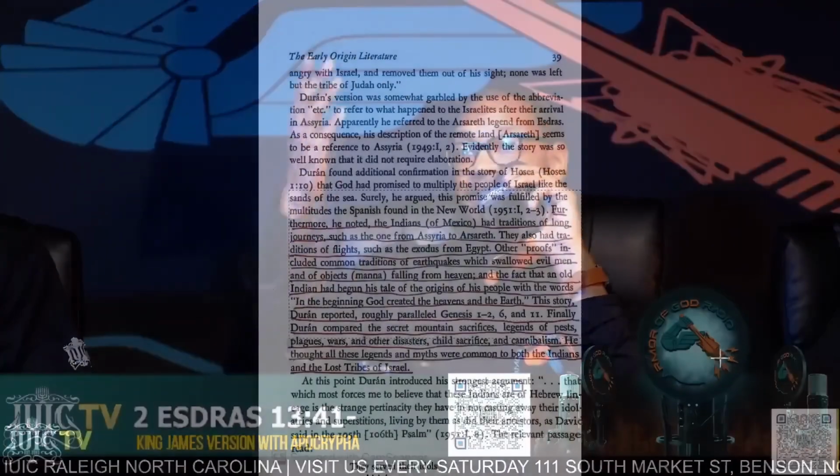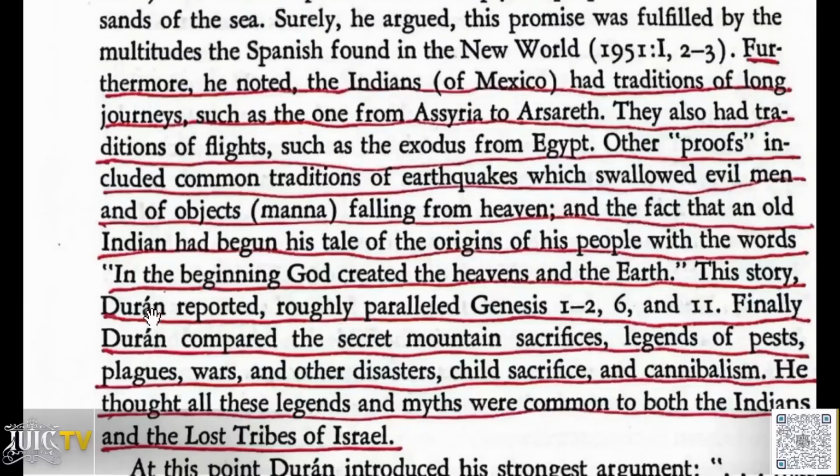That whole scripture is explaining everything we're about to read right here. That right there, just reference that. All right, zoom in. All right, so watch this. Furthermore, he noted the Indians of Mexico had traditions of long journeys, such as the one from Assyria to Osiris. That was namely of a year and a half, like we just read.